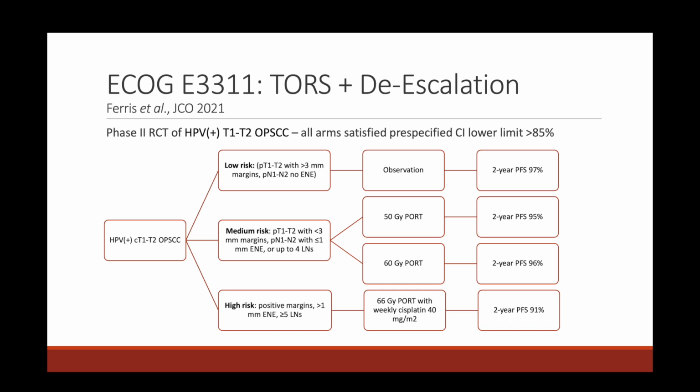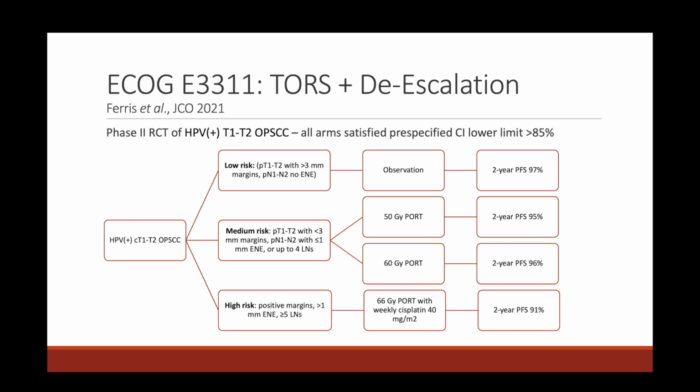The low-risk patients were just observed. The medium-risk patients were randomized to 50 gray of postoperative radiation or 60 gray of postoperative radiation. And then the high-risk patients were treated with 66 gray of postoperative radiation with concurrent weekly cisplatin. And for their 2-year progression-free survival, they wanted to exceed a lower limit of 85% on their confidence interval, and they met that pre-specified endpoint across all of the arms.